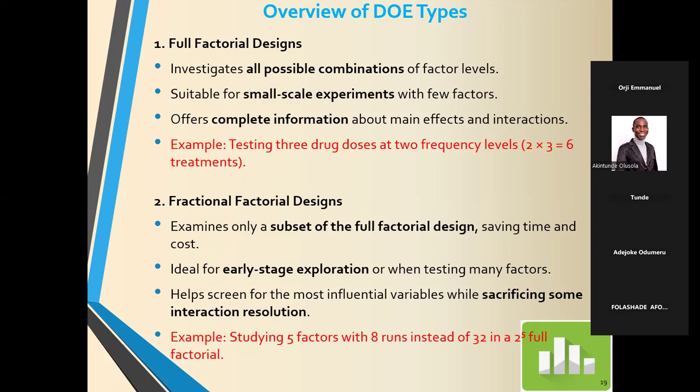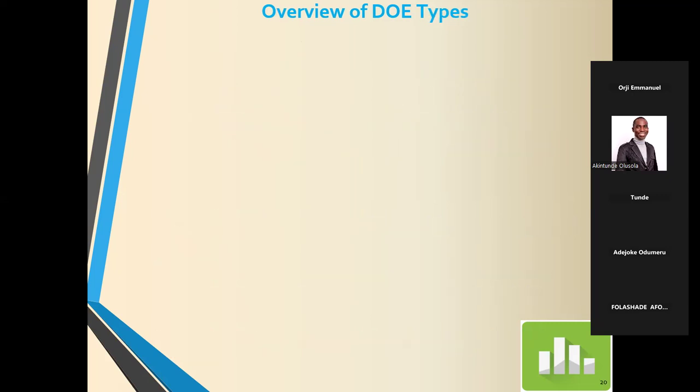All right. So for this type of example, let's say you're studying five factors. A full factorial would need about 32 runs. In the fractional design, even though they are studying just 5 factors, they're going to have just 8 runs rather than 32 runs. So you can see that it's cost saving.